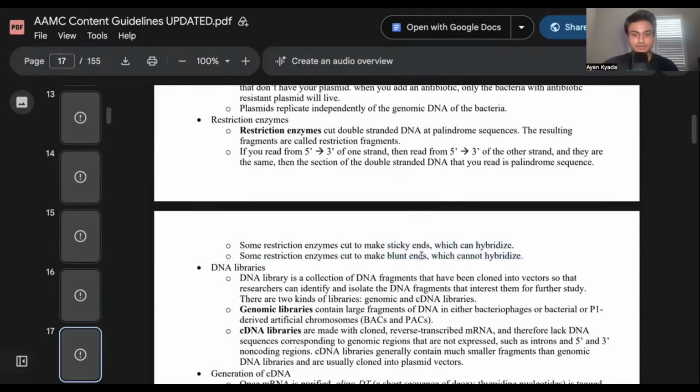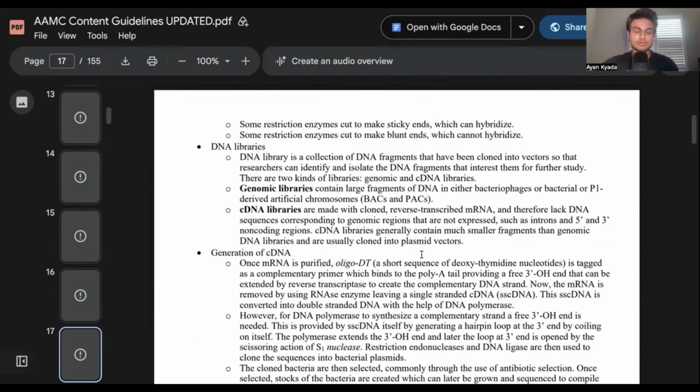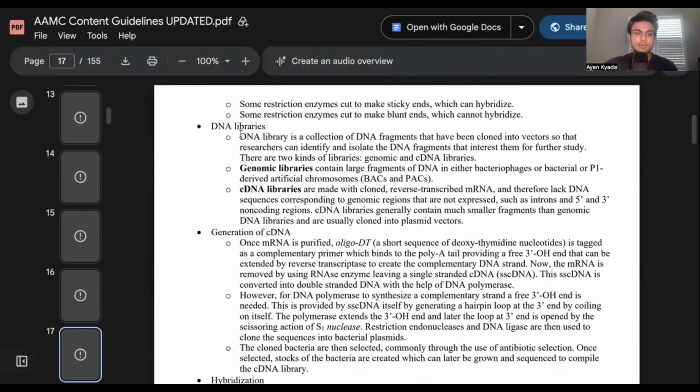So the guideline is going to emphasize that point that sticky ends hybridize, blunt ends do not hybridize. And then we're going to move into DNA libraries, and we will talk about DNA and genomic libraries, but I think it's more important to orient yourself and familiarize yourself with cDNA libraries. So this is going to be the most important bullet point.